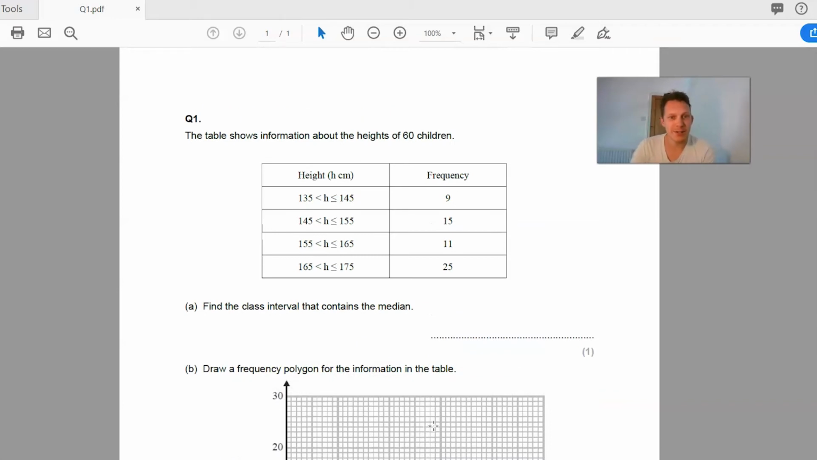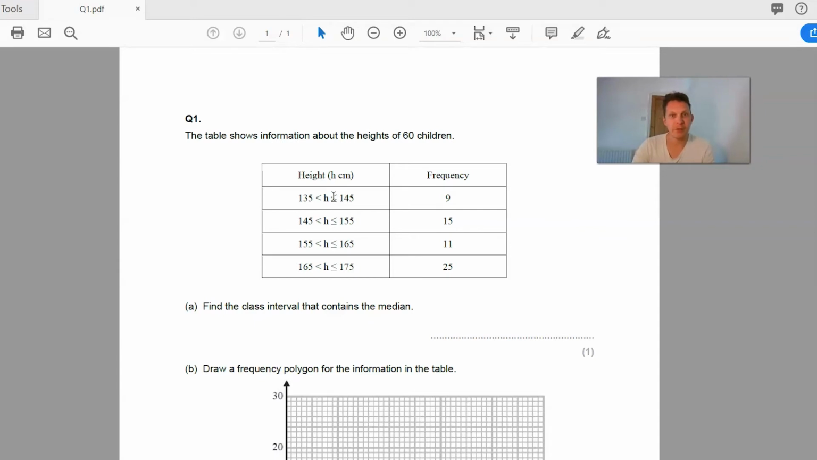All right, so let's just work through it. The table shows some information about the heights of 60 children. Now, a couple of things to note about frequency tables. Often they'll be grouped data. So instead of just having one particular height here in this area, we've got everything within a particular group. So 135 is less than height, and height is less than or equal to 145. So anybody whose height fits between those numbers, 135 and 145, and including the 145 because we've got the line underneath it, anybody who's within that group is going to be counted in this section here.